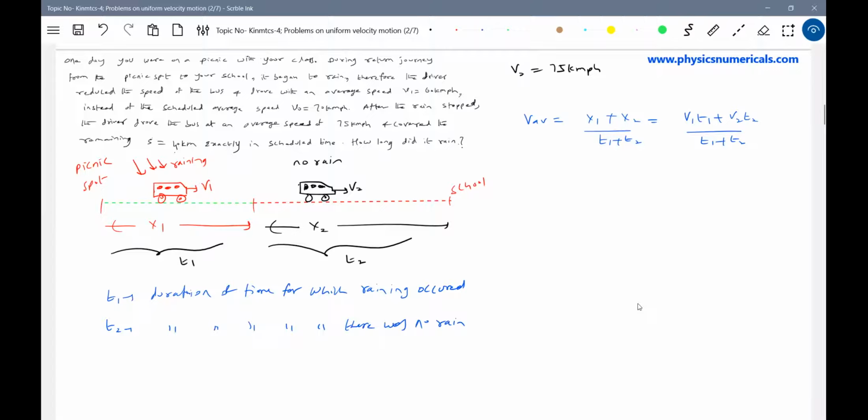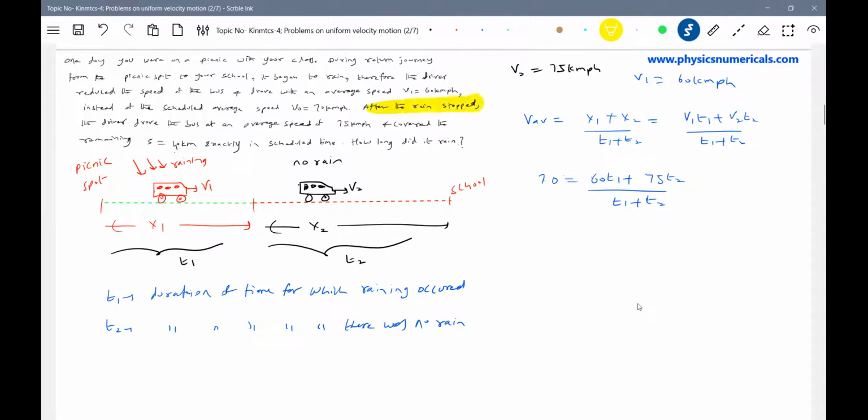What are V1, V2? V1 is 60 km per hour. If there were no rain, the average speed would have been 70 km per hour, and V2 is 75 km per hour. So 70 is equal to (60 T1 + 75 T2) by (T1 + T2). Now, we don't know T2, so let's take help of this equation.